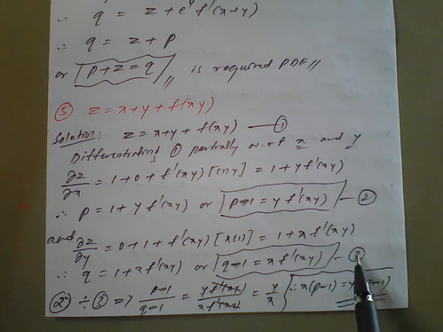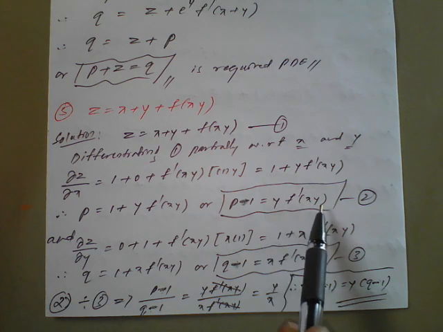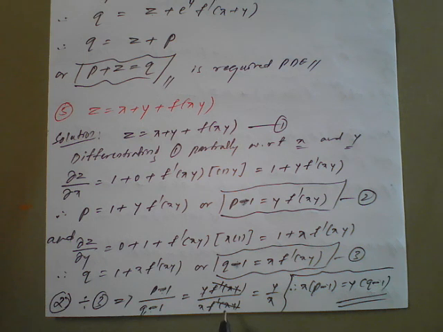So on dividing 2 by 3, we get on the left hand side p minus 1 divided by q minus 1 is equal to y of f dash of xy divided by x into f dash of xy. So f dash of xy cancels, leaving y upon x. Cross multiply: x into p minus 1 is equal to y into q minus 1, which is nothing but the required PDE. You can open the bracket or else you can keep it as it is also.